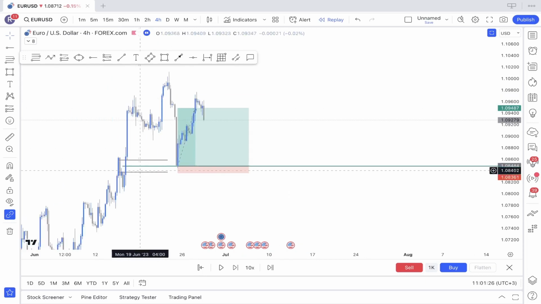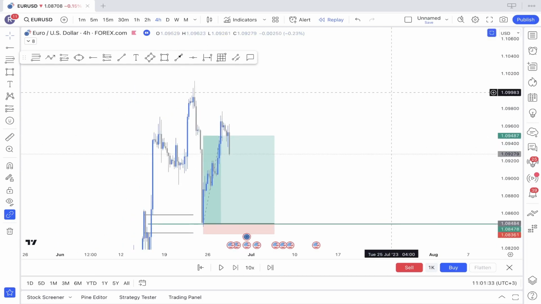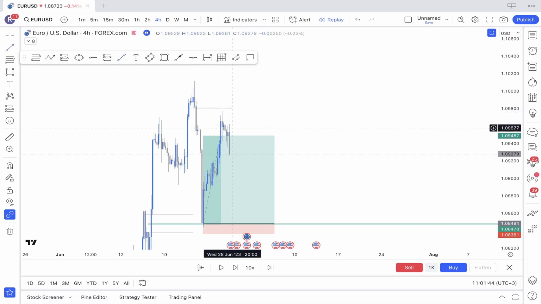Okay, using this fair value gap. Now, on the other hand, right here, we created another fair value gap. This time we could look for a sell opportunity. Check this out. This is the low of the first candle. Okay, the low of the first candle is right here. And then the high of the third candle, which is this doji one, is right here.